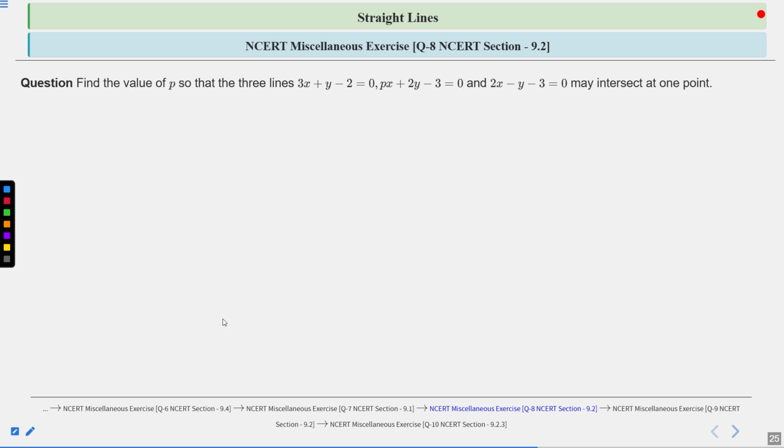In this question, we have to find the value of p so that three lines may intersect at one point. The equations of the three lines are 3x + y - 2 = 0, px + 2y - 3 = 0, and 2x - y - 3 = 0. We have to find the unknown p. So what is the value of p? Students, try it yourself first. You have 30 seconds to try to solve this question, and then we will provide the solution.